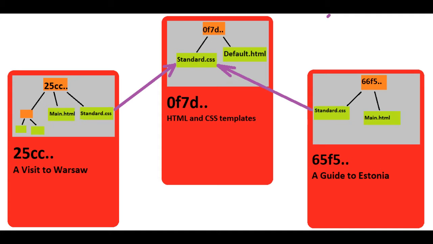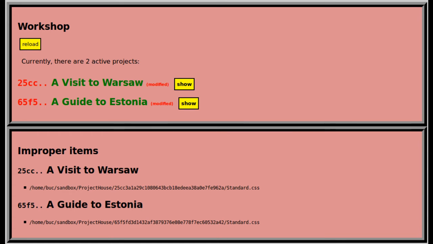Suppose we have created the two links from the two travel guide projects to the standard.css file. The links only work well if the target is present. Suppose now we close the HTML and CSS templates project. That would remove its files from the workshop, including the standard.css file. If we now take a view into the workshop, we can see that only the two travel guide projects are still active. But we also see an added improper items list, which tells us that the two links are broken now.